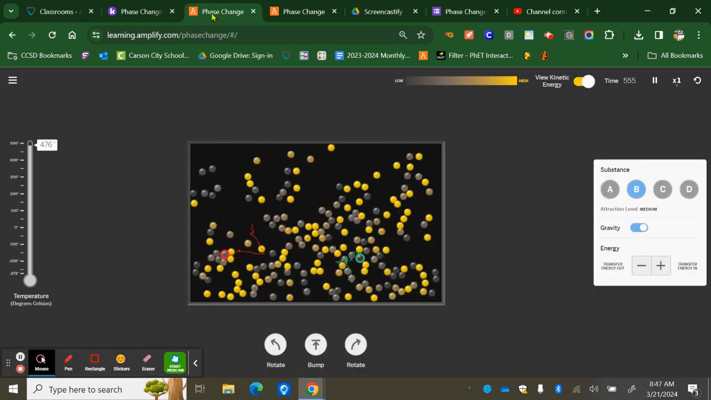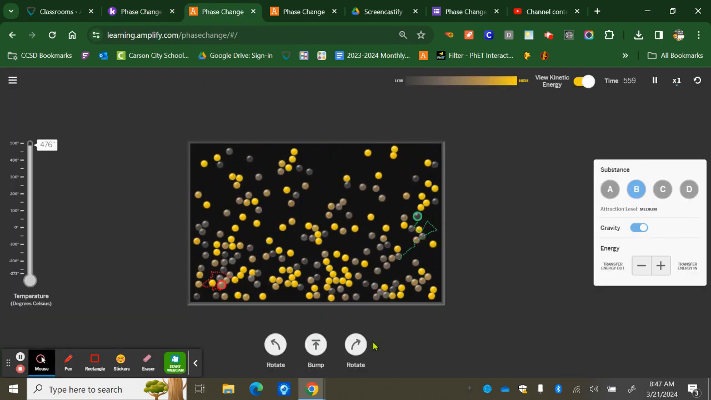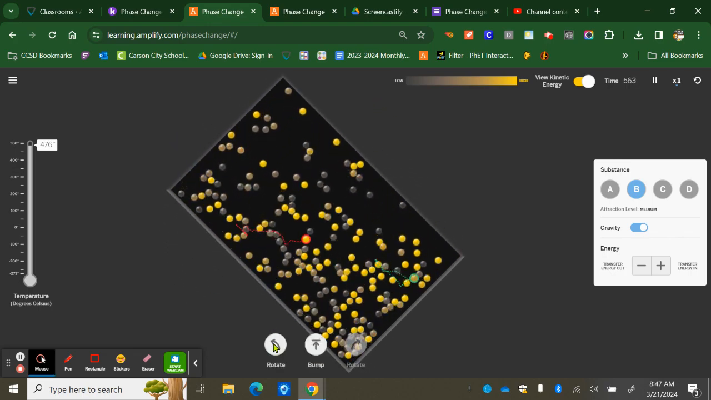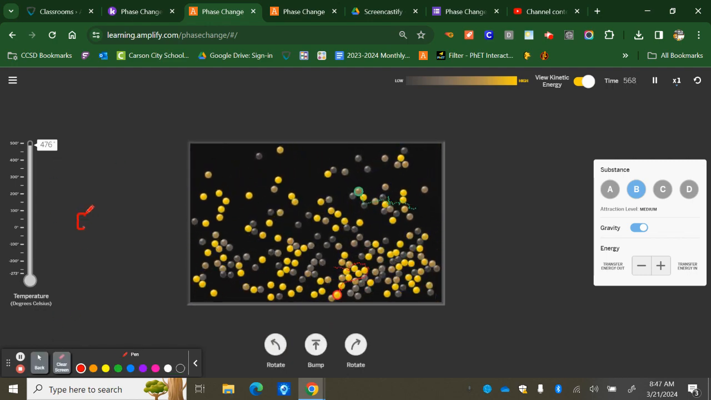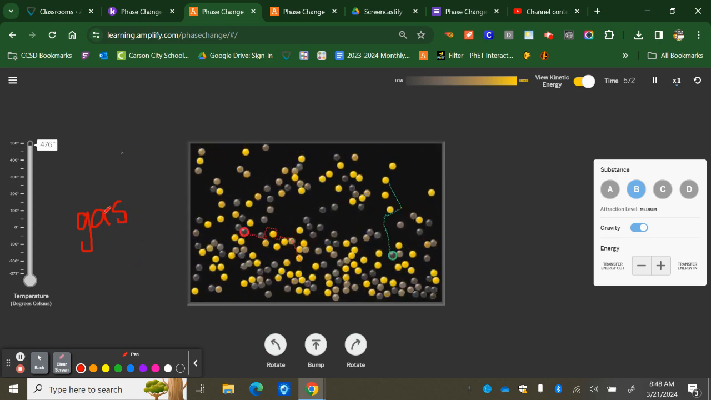If I'm moving away from each other, right? If I'm moving away, the molecules clearly have a lot of space. They're filling the container. They're not flowing or taking the shape of the container. So when they move away, this is representative of a gas. Okay? This is our gas.